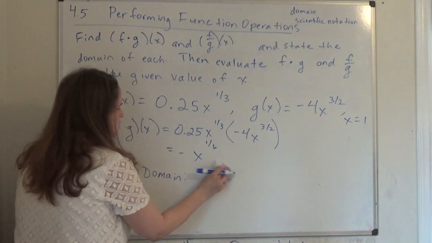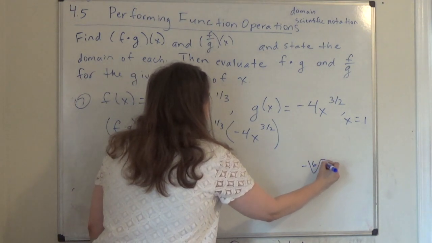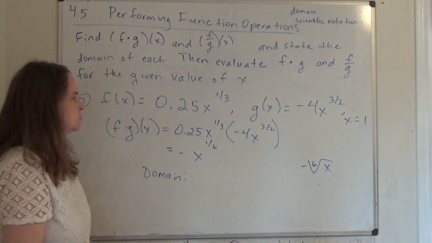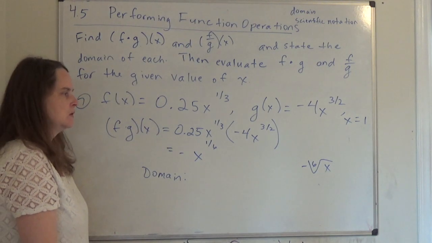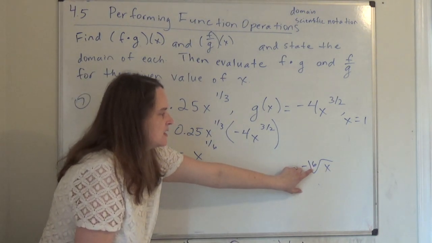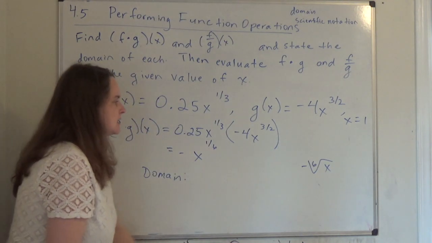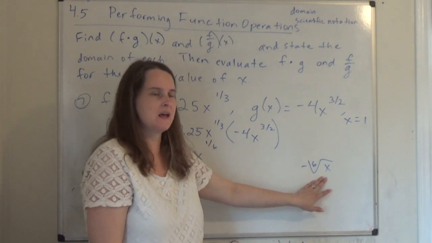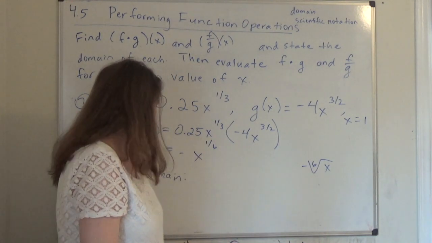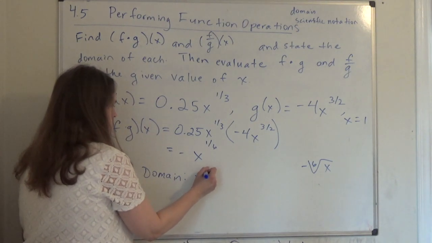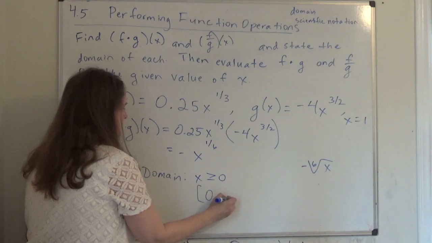Because it's the even root, so if you've got negative 6th root of x, do I have to restrict my domain based on the inside of the radical? Because this is an even index, I know I cannot have negatives inside that radical. So I have to make sure that the inside of the radical is always non-negative. So for this particular problem, x has to be greater than or equal to 0. Or you could say square bracket 0, comma, infinity for your domain.